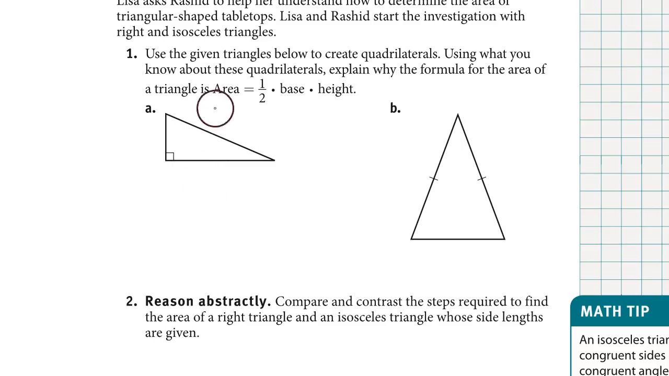In our last lesson, we wrote some formulas for area of a rectangle and parallelogram on our note pages. In this lesson, you're going to want to add this formula to your note page. This is for the area of a triangle. It's 1/2 times base times height.